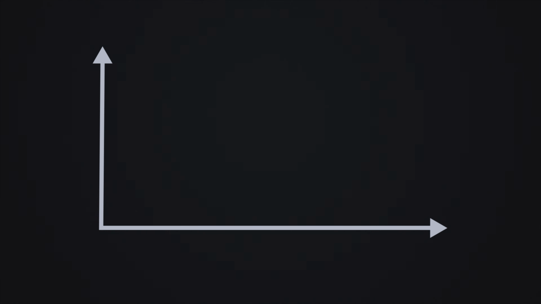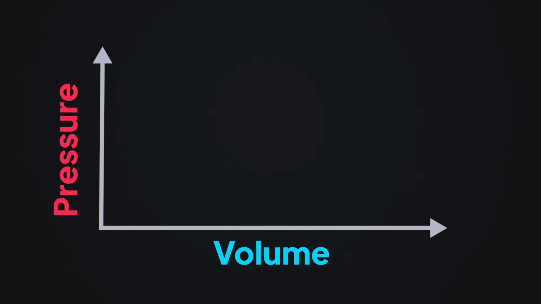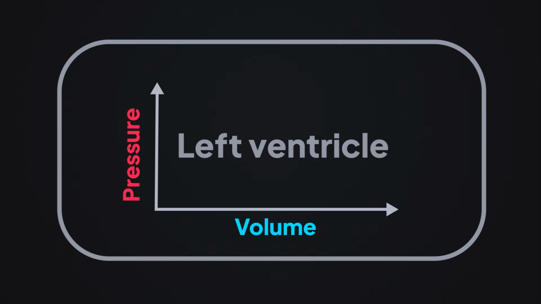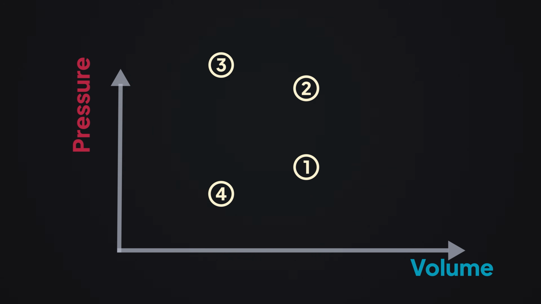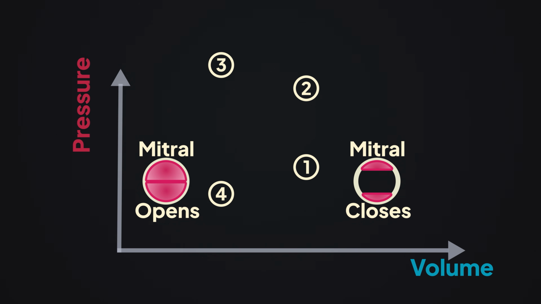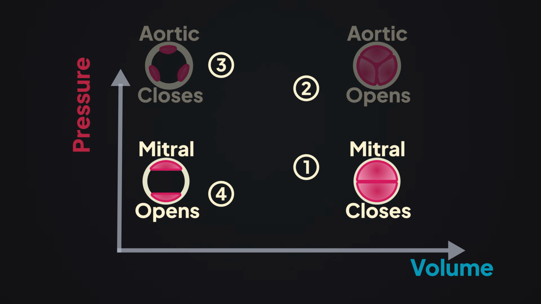A pressure-volume loop is essentially a map of one single cardiac cycle. It's built on two axes. The x-axis shows the volume of the blood inside the left ventricle, while the y-axis represents the pressure that the left ventricle generates. The loop is formed by 4 key points, which mark the opening and closing of our valves. The lower points represent the mitral valve, and the higher points represent the aortic valve.